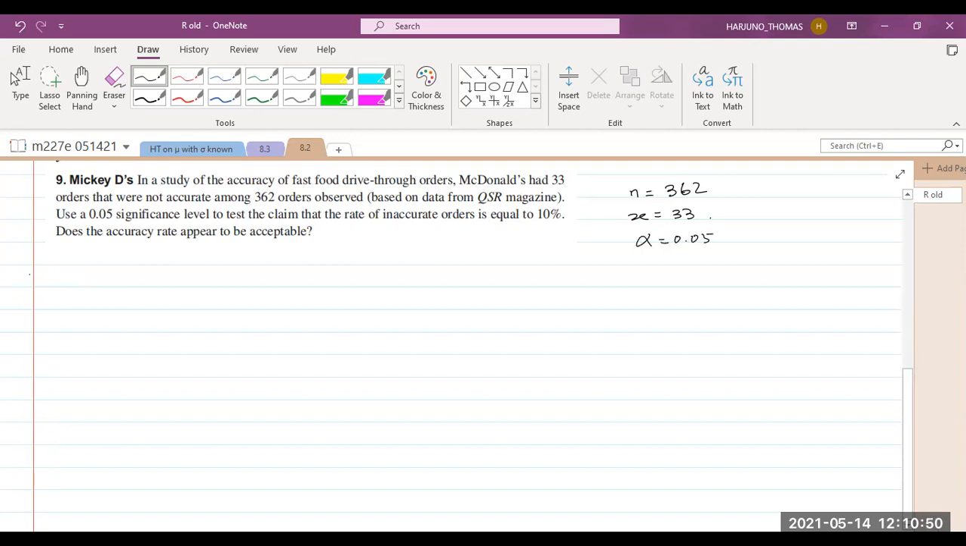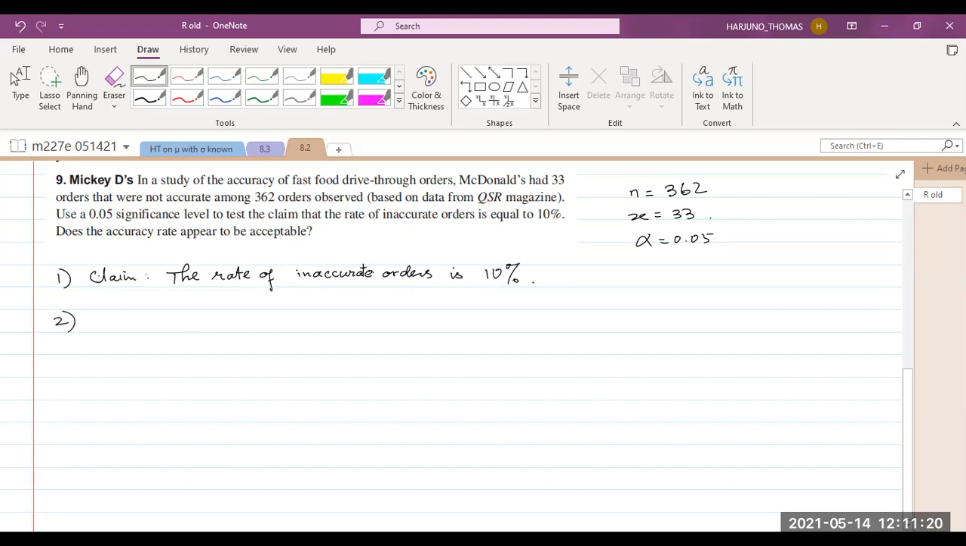Test the claim that the rate of inaccurate orders is equal to 10%.